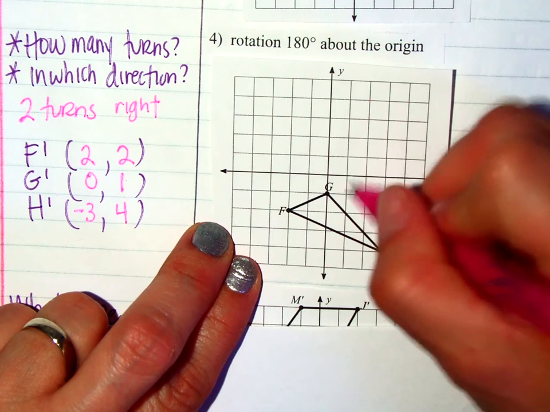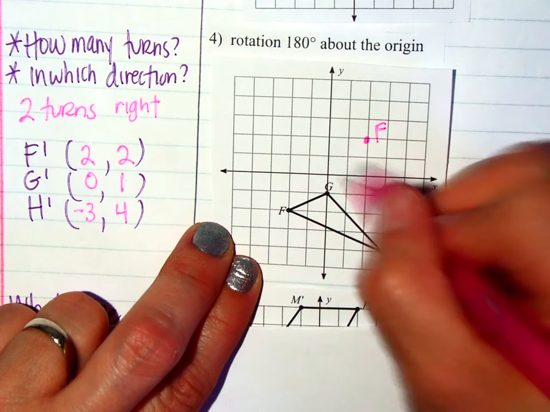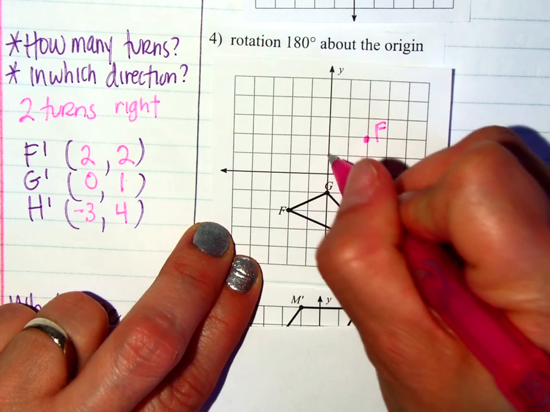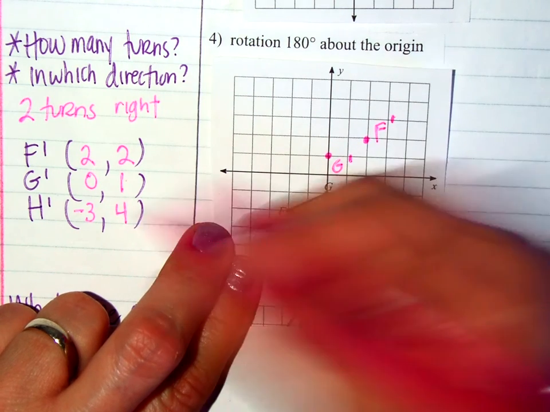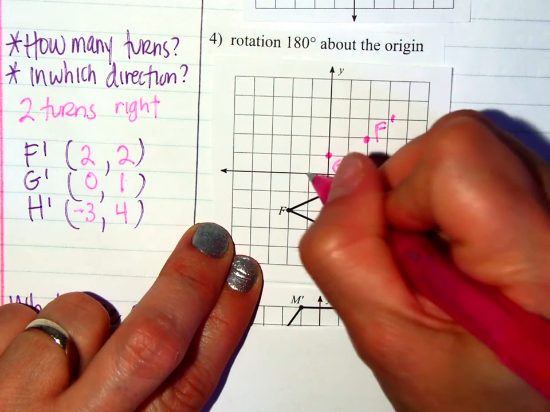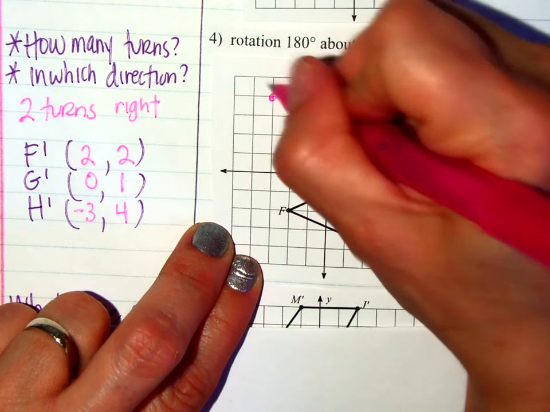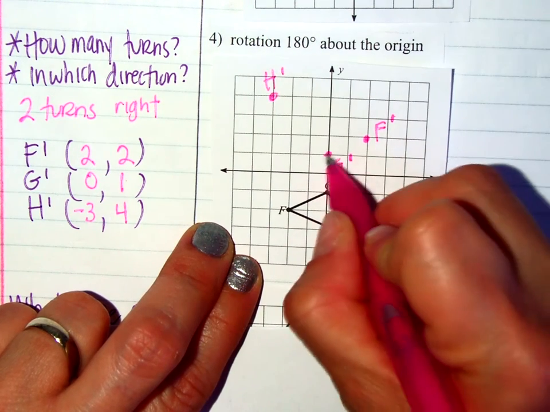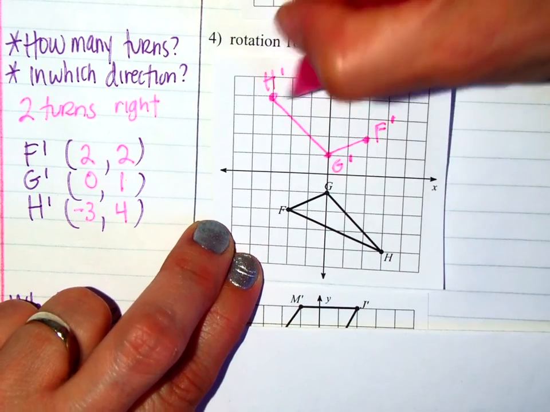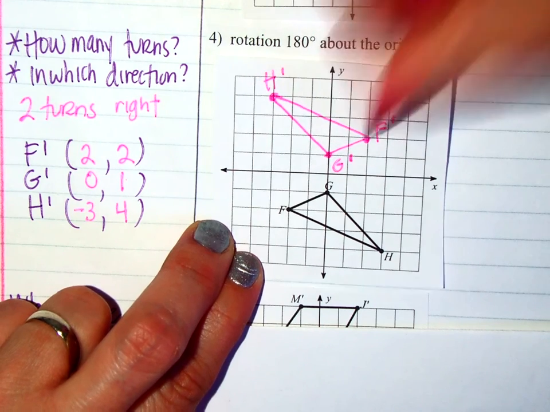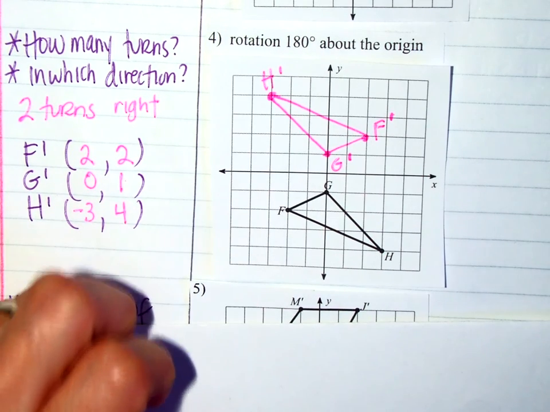So F prime is at 2 to the right, 2 up. G prime is stay there and move up 1. Don't forget your primes. And then H prime is negative 3, 4. So 1, 2, 3 to the left and 1, 2, 3, 4 up. Okay. Draw your figure. Okay. Pretty neat, huh? Okay, last one.